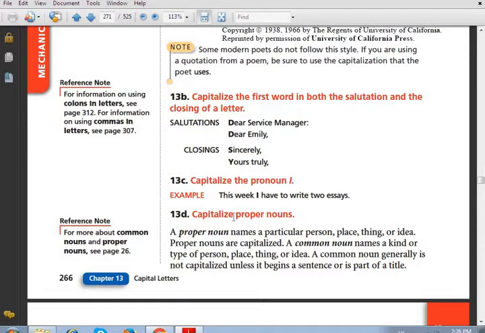Capitalize proper nouns. What is the difference, guys, between common noun and proper noun? A noun is a common noun when it is one of a group and I don't distinguish. But a proper noun is a particular person, place, thing, or idea. Look at the table below. Common noun: athlete. I didn't mention who the athlete is. River, which river? Month, which month?